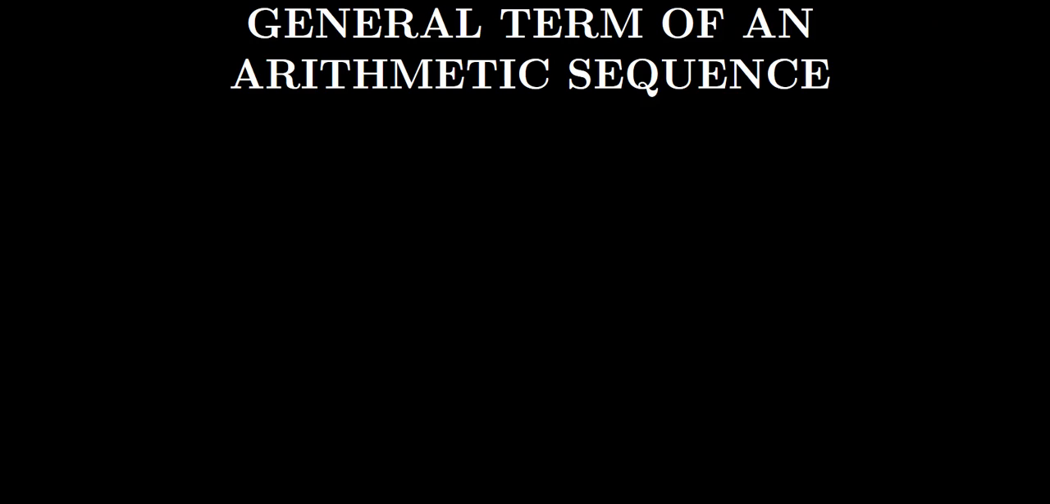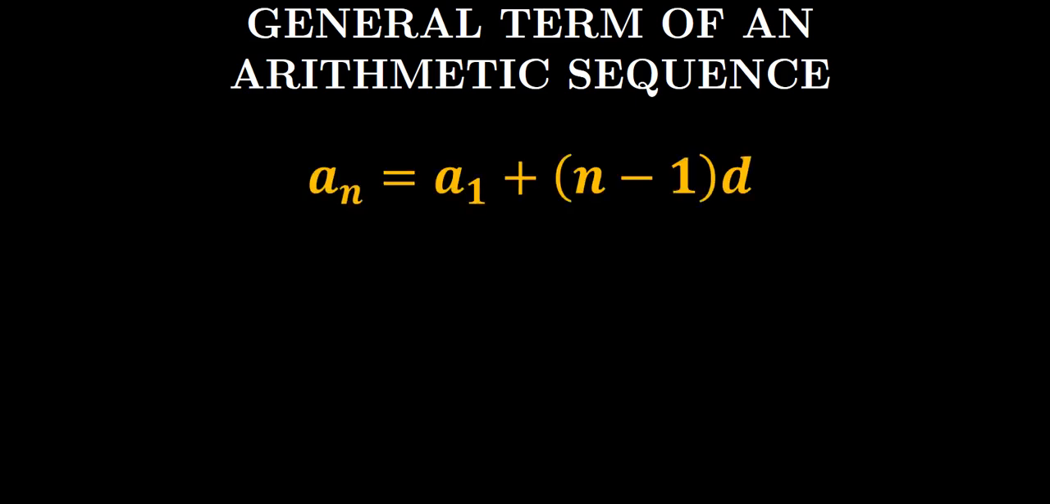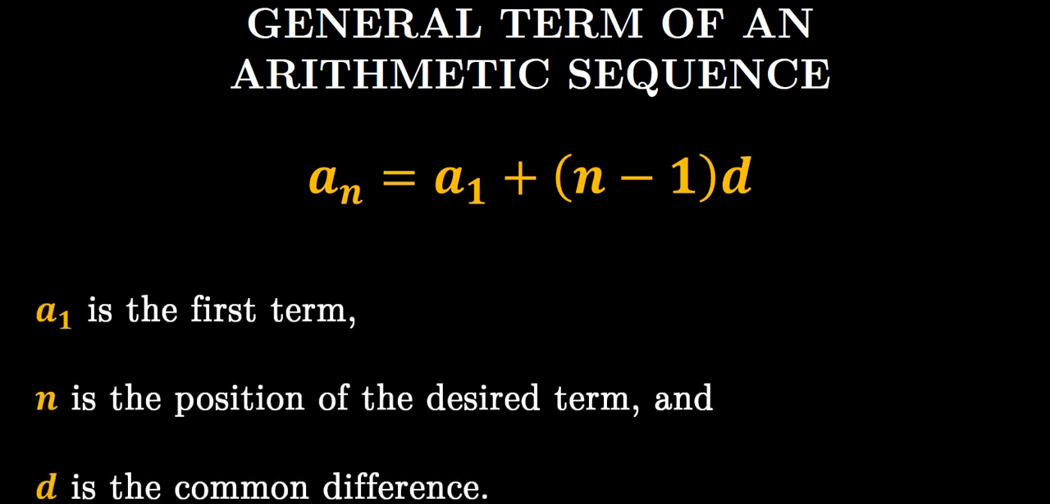In an arithmetic sequence, of course, there is what we call the general term, meaning we have a formula for this arithmetic sequence. That formula is given by a sub n, or any desired term, a sub n, equals the first term, a sub 1, plus n minus 1 times the common difference d. So a sub 1 is the first term, and n is the position of the desired term. Suppose we're trying to find the 30th term, so 30 is our value of n, and d is the common difference, as we discussed in the previous slides.